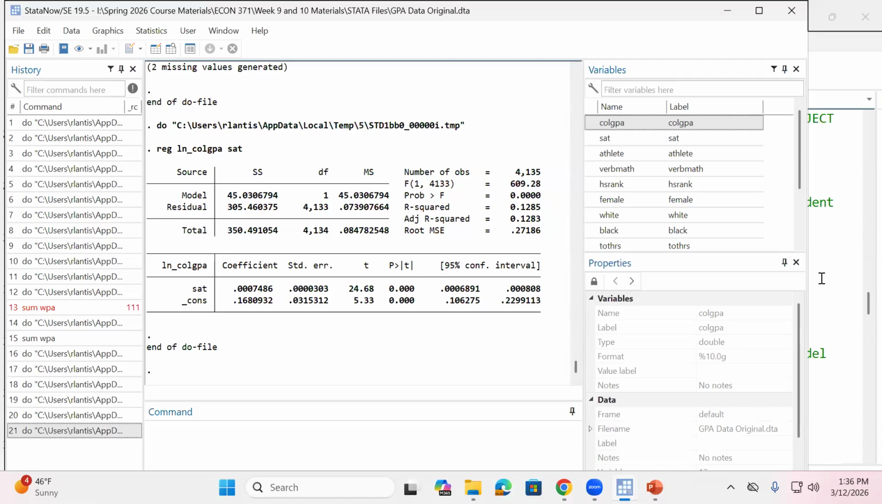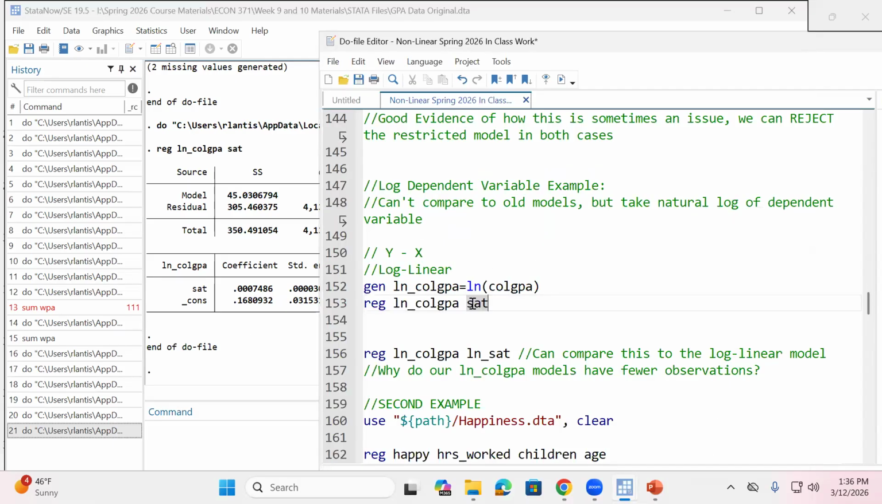Okay. So it's pretty easy to run these in Stata. We just have to create the natural log variable and then run the regression. Now, I'll do one more since we're here, and I've already got these variables created. So I had a linear log. Our old models were always linear. We didn't do any transformations, and we had a log linear. What if I have a log-log model?